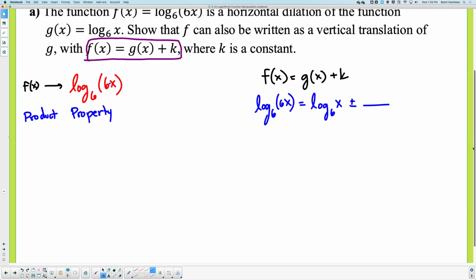If we're doing the product property, that means that multiplying becomes adding on the outside. The outside is represented by the log, so it'll be log 6 of 6 plus log 6 of x.